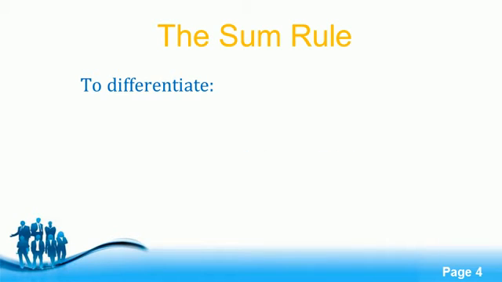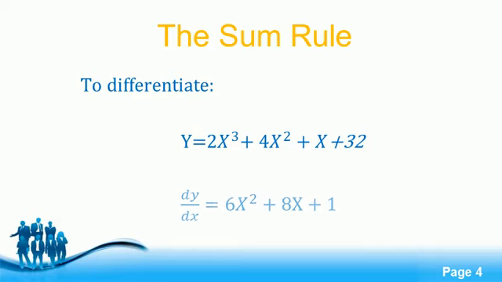For instance, if we have y equals 2x cubed plus 4x squared plus x plus 32, we again multiply the power by the constant in front of x, then we reduce the power by 1. We then move on to the next function until we have done this for each one. This will give us dy by dx equals 6x squared plus 8x plus 1. Note the constant 32, when differentiated, becomes 0.